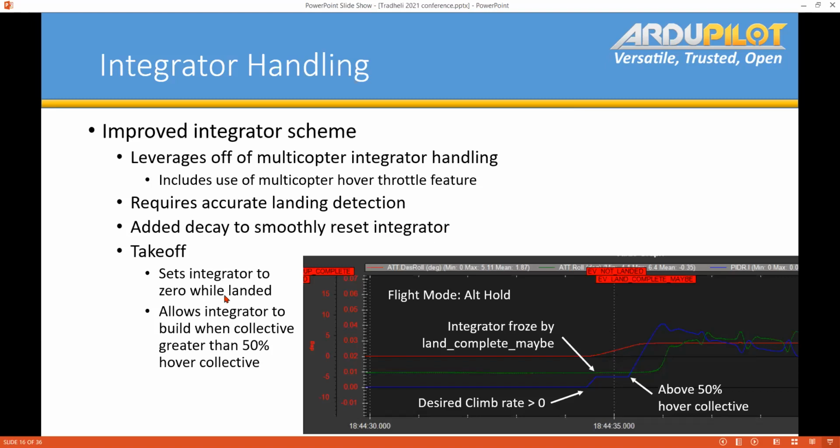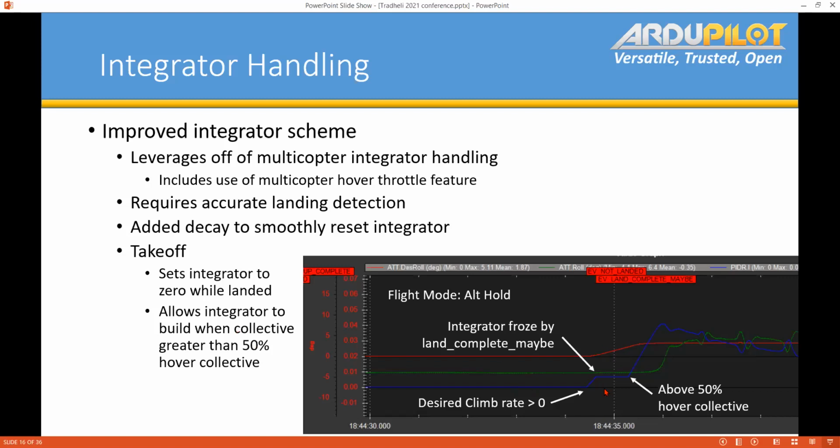So here's a show of how during takeoff the integrator handles itself. Unlike previously, where we turned the integrator on when the rotors started turning, here the integrator stays clamped at 0 until it detects takeoff. And how does it detect takeoff? It looks for when the collective is raised above 50% of the hover collective, and then it releases it.